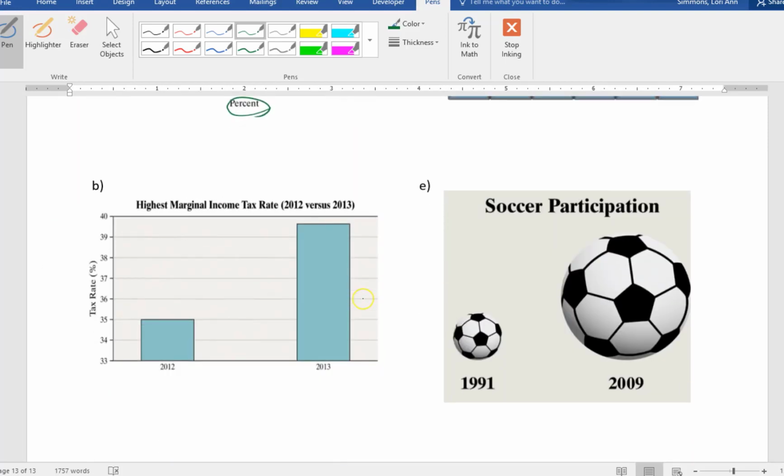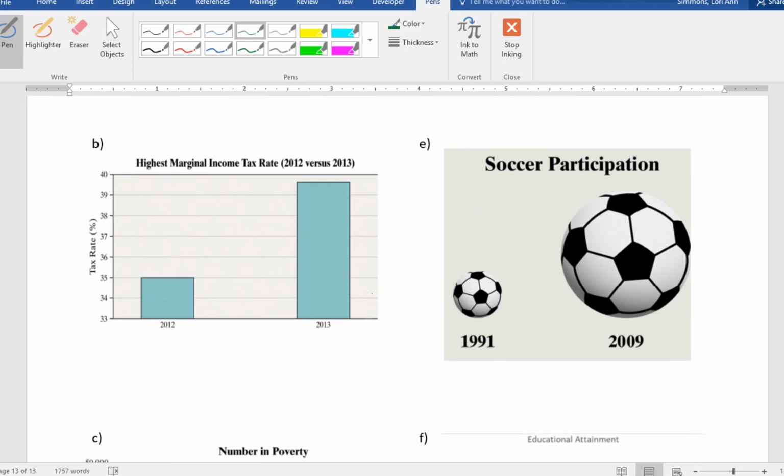B, misplaced origin. Okay, it starts off at 33. We need to start off at 0. This distorts the scale. When you don't start at 0, this looks like a large difference. If you would have graphed it starting at 0, like you should have, or they should have, this difference would not appear so large. So, distorted scale.